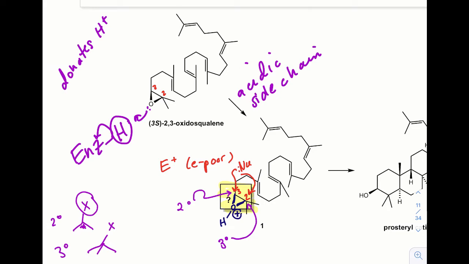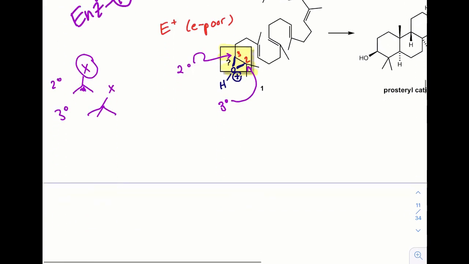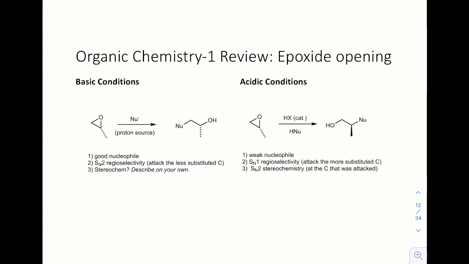in either case. Let's review what we know about epoxides and epoxide ring openings from Organic Chemistry 1. Epoxide openings happen under two different sets of conditions: either basic conditions in the presence of what is typically a strong nucleophile, or under acidic conditions with a weaker nucleophile, but via a strong or quite reactive protonated epoxide electrophile that is reactive enough to react with weaker nucleophiles.